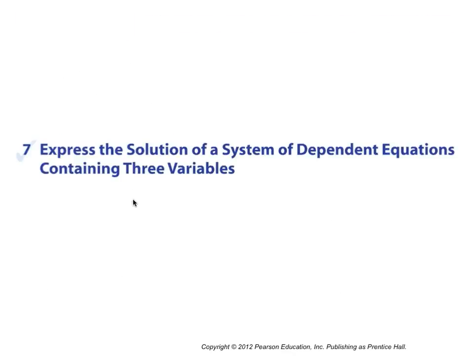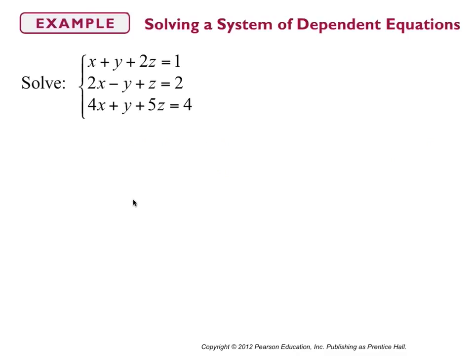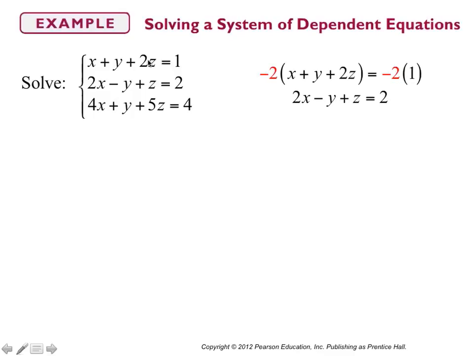Okay. Now we want to express the solution of a system of dependent equations that contains 3 variables. So we have x plus y plus 2z equals 1, 2x minus y plus z equals 2, and 4x plus y plus 5z equals 4. So if you look, what should we do here? We're going to take this first equation and multiply by -2 so that we're going to get the x's to cancel with the first and the third.